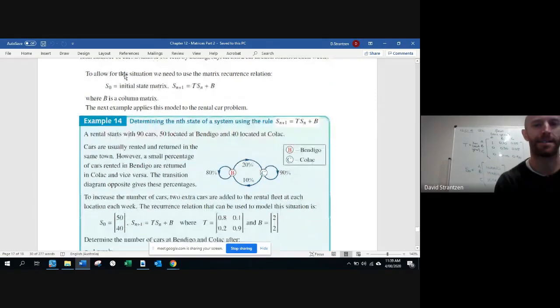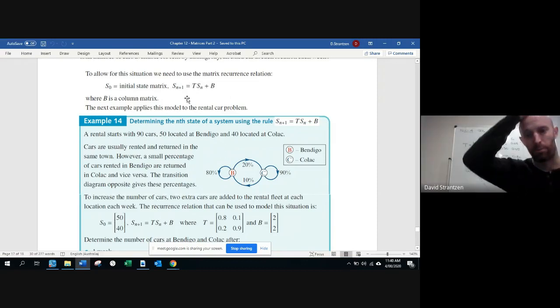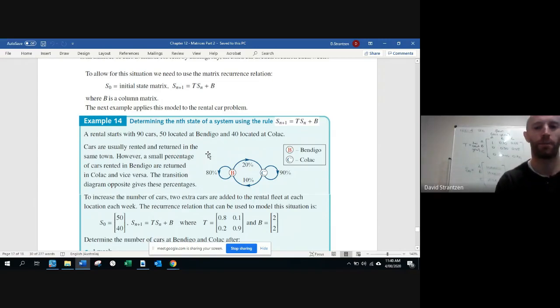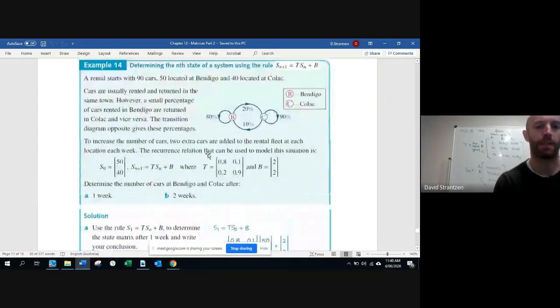So if I know my initial state matrix, and I know my transition matrix, and even if I know this matrix B that's been added on, I'm not able to work out S5 until I've worked out S1, S2, S3, and S4 in between. You cannot go straight from S0 to S5 because there is this geometric and linear component together, which causes problems when we're trying to create a rule. But our recurrence relation will still work perfectly well, it just means that we're going to need to do step-by-step calculations all the time.